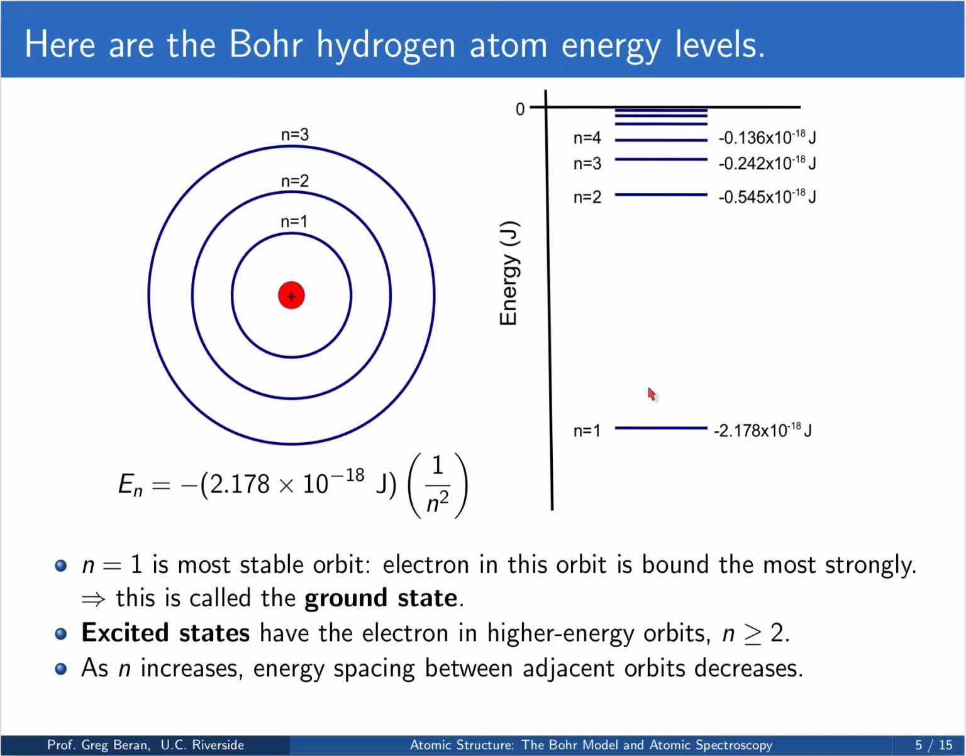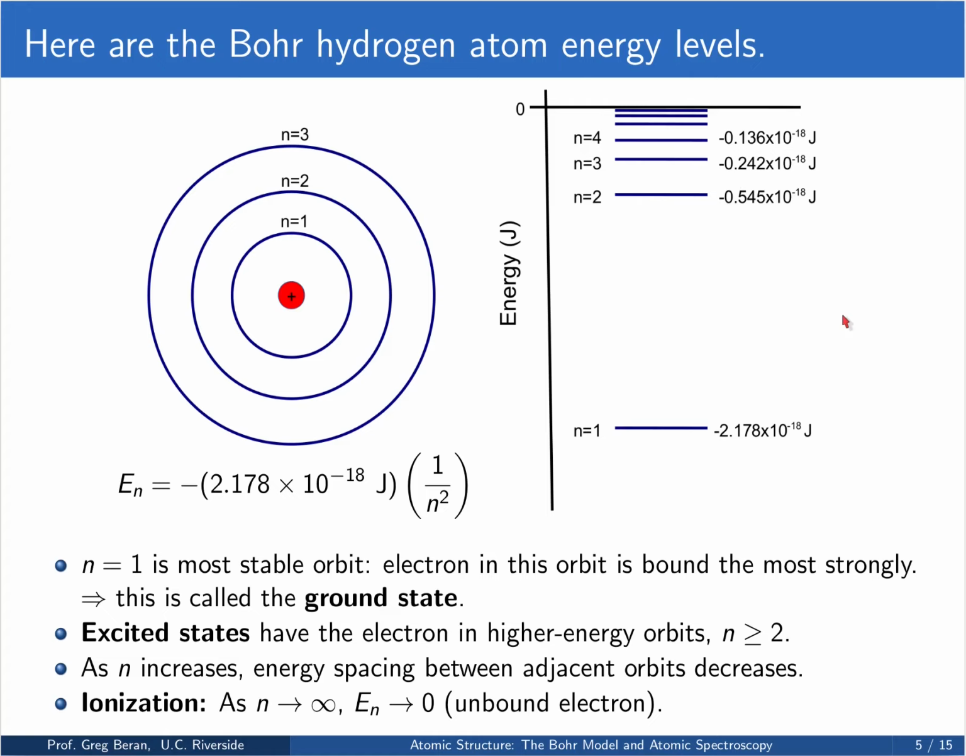The other thing you'll notice, just because of the nature of the way the energy goes like 1 over n squared, the energy spacing decreases as we get to higher and higher values of n, higher and higher energy orbits. So the largest energy spacing occurs between n equals 1 and 2. It's smaller than between 2 and 3, smaller yet again between 3 and 4, etc. If we go all the way to n equals infinity, we're going to get an energy of 0.